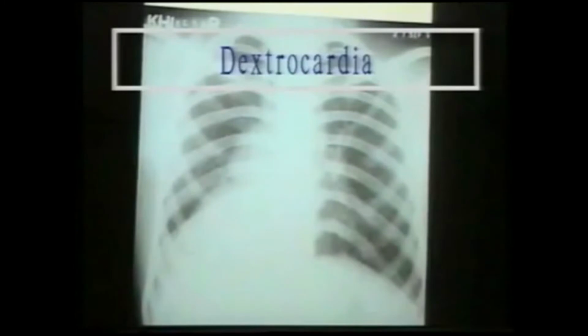the right side. Of course, one must be certain that the X-ray is correctly labeled. If the mark R is mistakenly put on the left side of the X-ray plate, a wrong diagnosis of dextrocardia may be made. So if in doubt, a clinical correlation and fluoroscopy should be done to confirm the diagnosis.